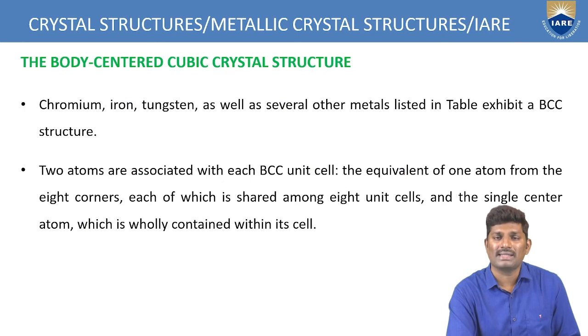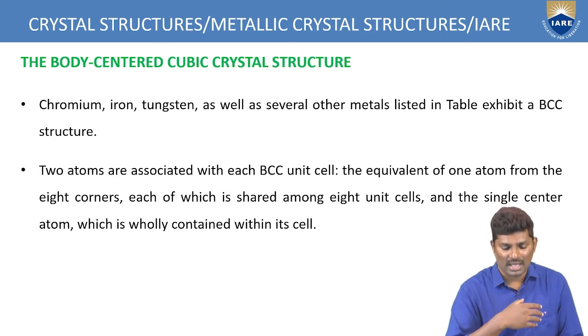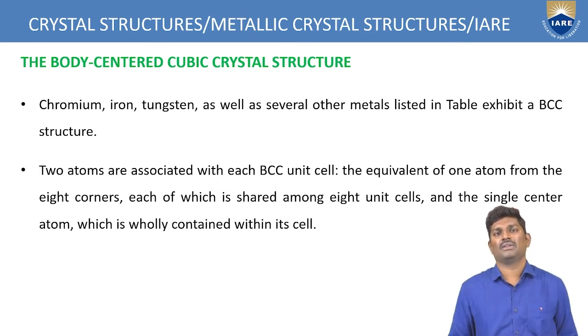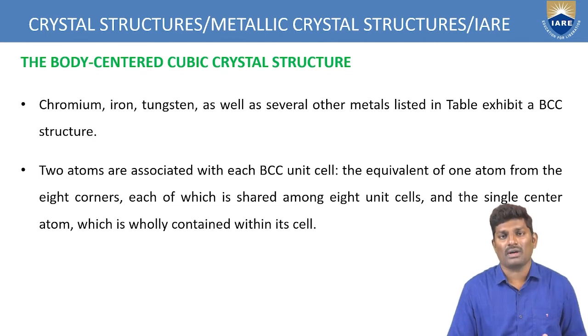And what are the examples, or what are the materials which are having body center? Chromium is one of the elements, iron, tungsten. These are all the different elements which are having the BCC structure in nature. And the two atoms associated with each BCC unit cell are nothing but the equivalent of atoms which form the 8 corners. So in this case also we have 8 corners. Each element is being shared among the 8 atoms in the unit cell.